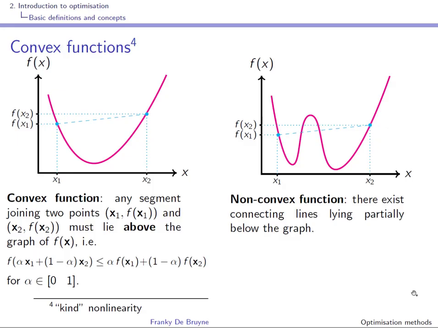Convex functions play an important role in optimization. A convex function can be seen as a kind of nonlinearity. Convex optimization problems are problems where the objective and constraint functions are convex. Such problems are easier to solve, and in general, reliable algorithms are available to find the underlying solution.